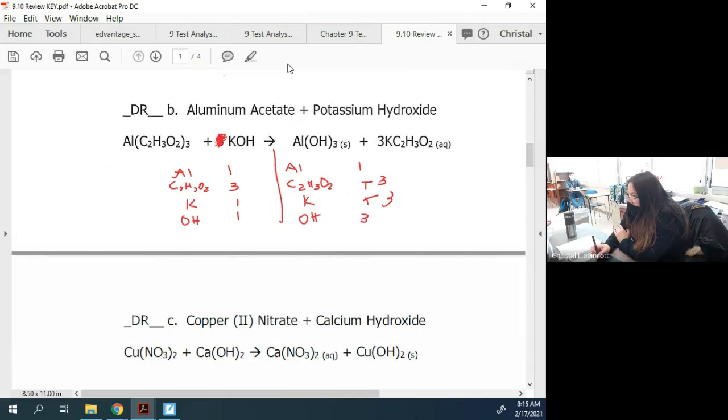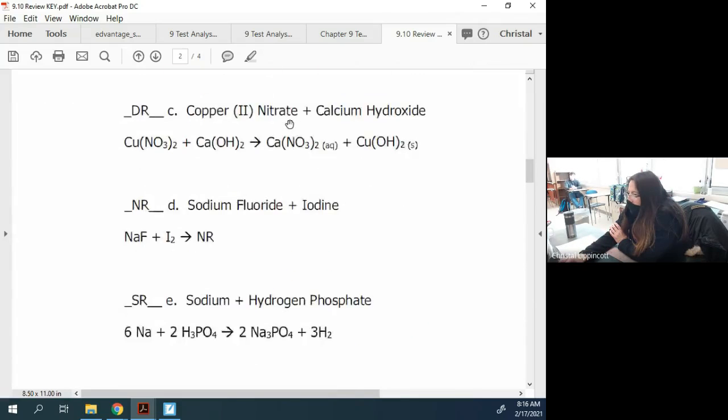But then over here, I need to get my potassiums to get in line. So if I put a 3 here, that takes care of my potassium, and it also takes care of my hydroxide. And that gets my equation balanced. Good? All right.